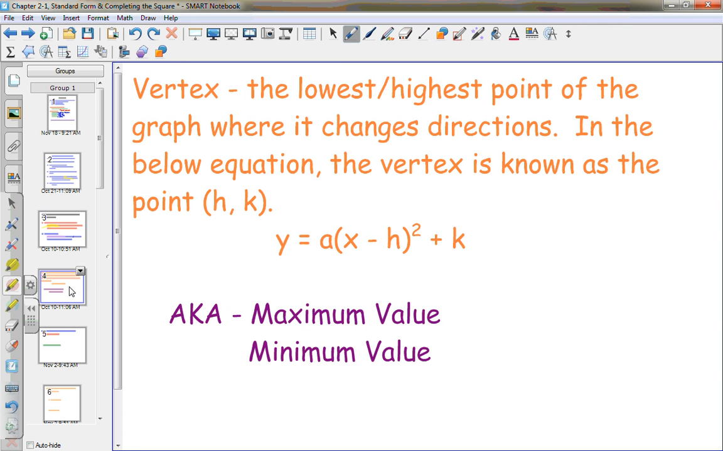Now, the vertex is going to be the lowest or the highest point on the parabola. Meaning it's the point on the graph where the direction is going to change from increasing to decreasing. Also known as the max and min values.